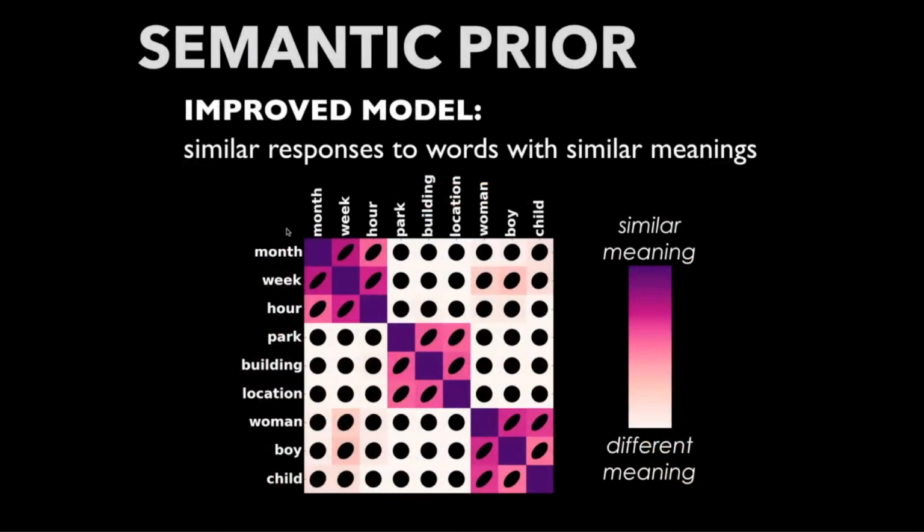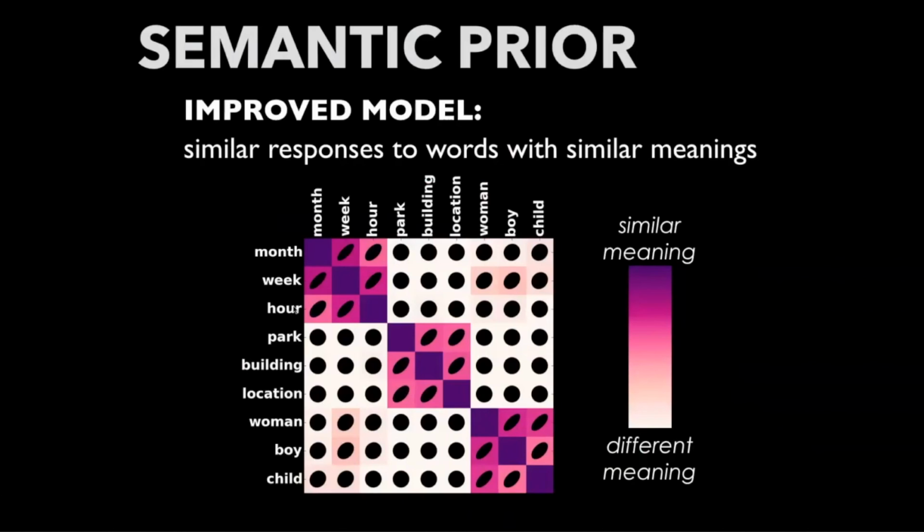For instance, words like month, week, and hour all relate to spans of time. So we expect that if a voxel responds strongly to the word month, then it might also respond strongly to the words week and hour. Similarly for words like park, presentation, or woman, boy, and child. Okay, so this is a semantic prior for this model.